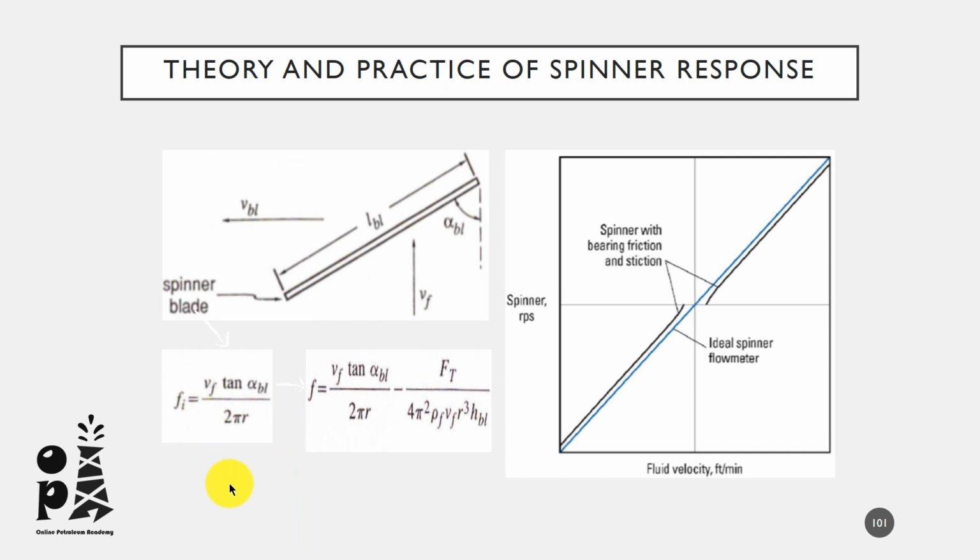Spinner friction causes the frequency response to be of the form as shown in this equation, where Ft is a retarding torque. Thus, spinner friction adds another term to the ideal response equation, this term, which is subtracted from the ideal response.